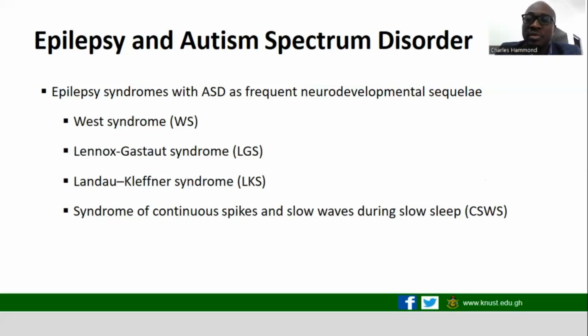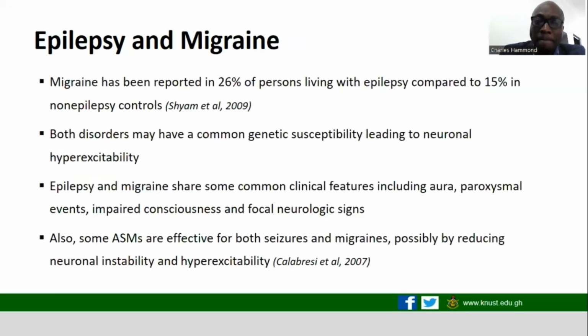There are some epilepsy syndromes with high frequency of autism spectrum disorder and other neurodevelopmental disorders. And these syndromes include West syndrome, Lennox-Gastaut syndrome, Landau-Kleffner syndrome, and then the syndrome of continuous spike and wave during slow wave sleep, or CSWS. Next, we'd want to talk about epilepsy and migraine.